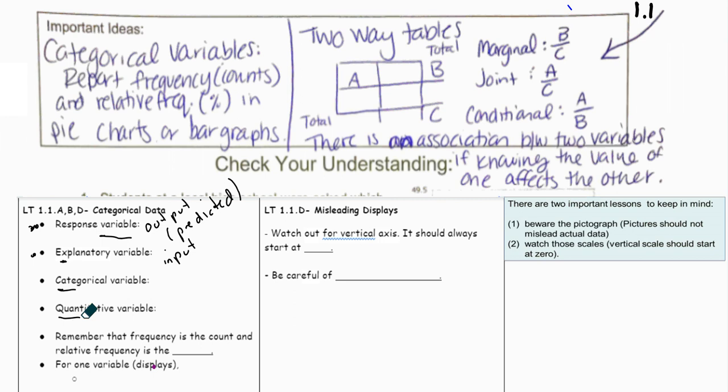When I think about these two different types of variables, categorical variables are essentially variables that are not quantitative. Any other variable that is not quantitative is categorical. And quantitative variables are ones that make sense when you take an average of them.